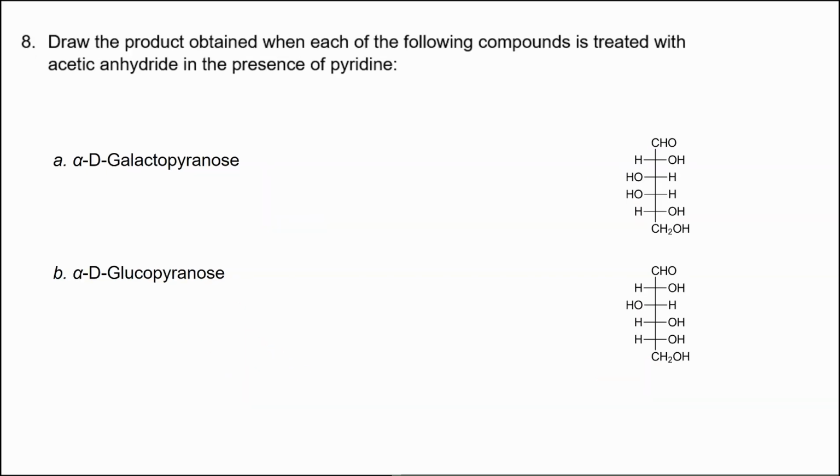Number 8, draw the product obtained when each is treated with acetic anhydride in the presence of pyridine. So this is our acetic anhydride. This is the structure of galactose, so we can put that into the pyranose form because we're reacting it with the pyranose. You can do it in the chair or you don't have to. Let's just do it not in the chair. Alpha is down. All right, at 1 is this one. 2 is down because it's on the right. 3 is up. 4 is up.